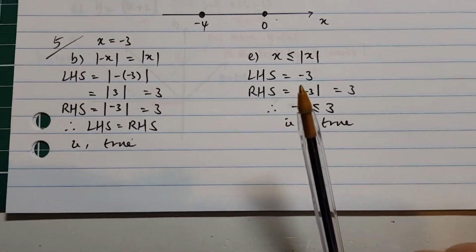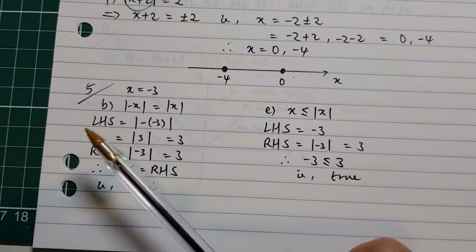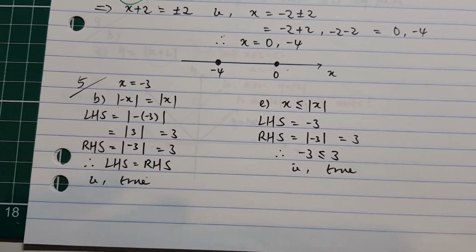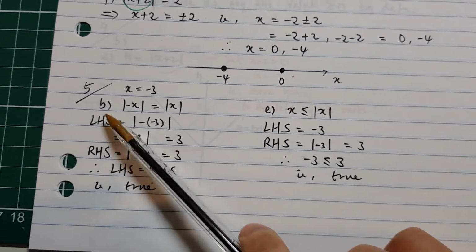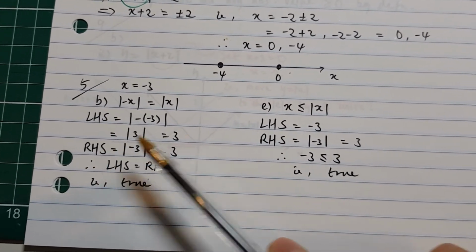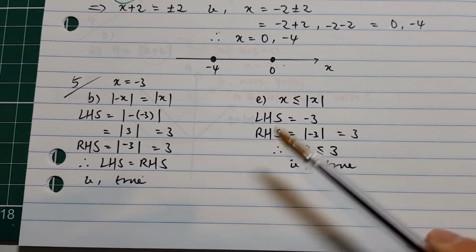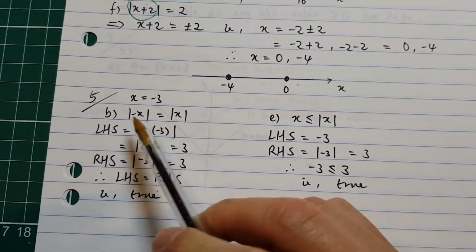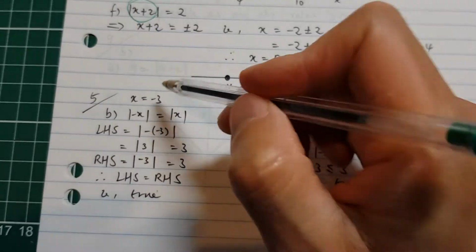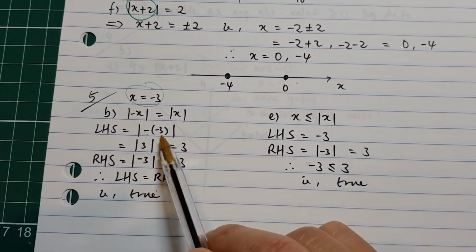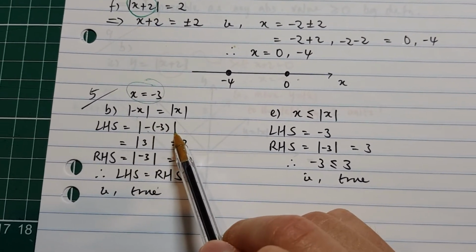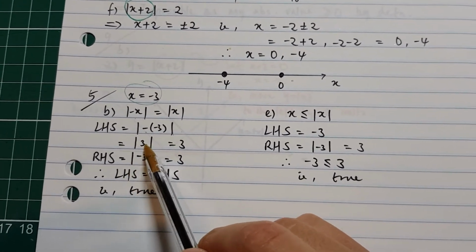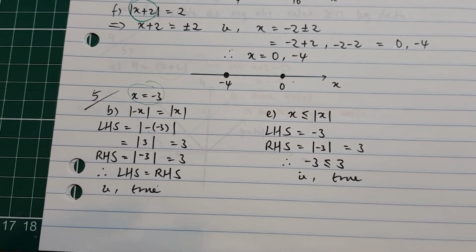All right, question 5. This is a true or false question. In question 5, you have to prove that every single statement is true. So you have to show that the left-hand side equals the right-hand side. Let's take a look. The left-hand side is this, so you have to start from that one. It's a negative x, x being negative 3. So it's a negative of negative 3, all within the absolute value sign. So it's a negative, negative, positive. But the absolute value of 3 is still 3, so that's the left-hand side.